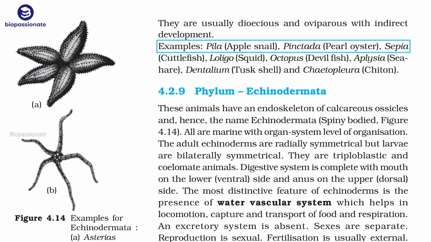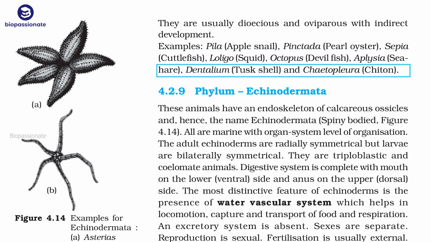Examples: Pila, apple snail, Pinctada, pearl oyster, Sepia, cuttlefish, Loligo, squid, Octopus, devilfish, Aplysia, sea hare, Dentalium, tusk shell, and Chaetopleura, chiton.